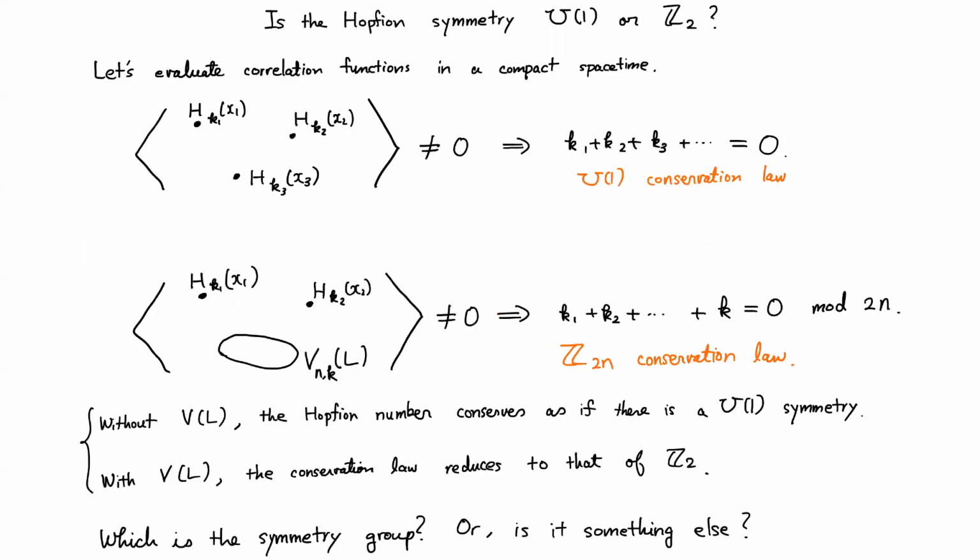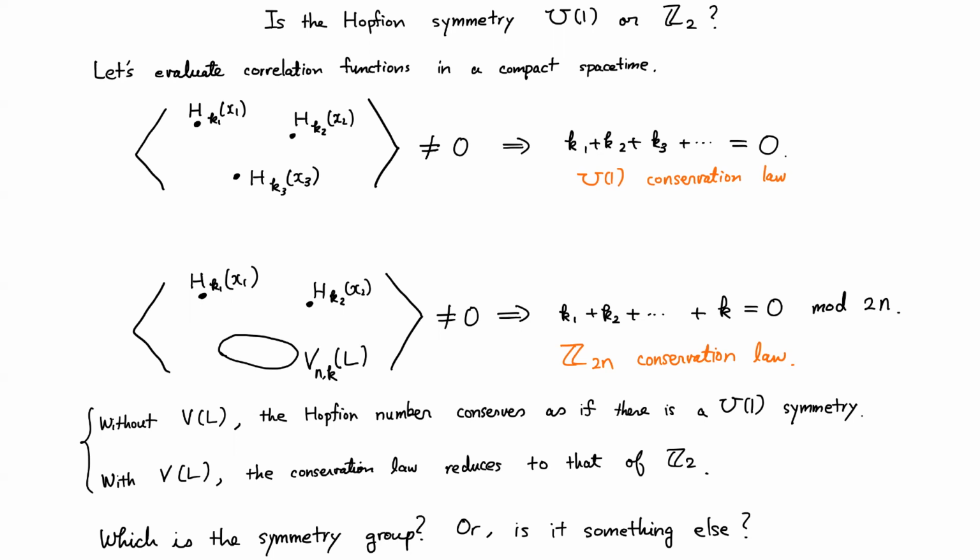So now we would like to understand what the actual symmetry related to the Hopf invariant, or to pi3 of CP1, is. If we evaluate a local correlation function in a compact spacetime with several solitonic defects, it turns out this kind of correlation function can be non-zero only if the total Hopf charge is equal to 0. This is basically saying that we have a U1 conservation law.